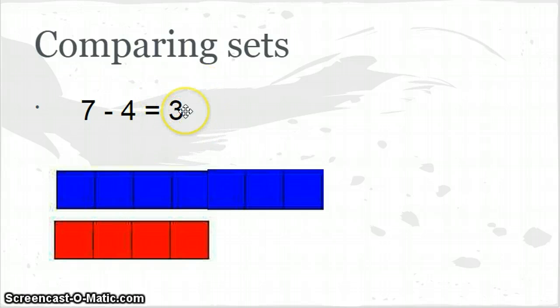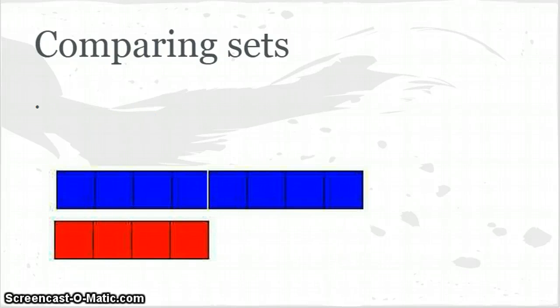You can check that with your fingers. If you hold up 7 fingers and then take away 4 of them, you'll see that you have 3 fingers left. And again, visually with our eyes, I can see that that's true when I look at these two sets. They both have 1, 2, 3, 4 cubes, but look, here are my extra cubes. 1, 2, 3 extra cubes. Same answer we got here. So that means there are 3 more blue cubes than there are red cubes.